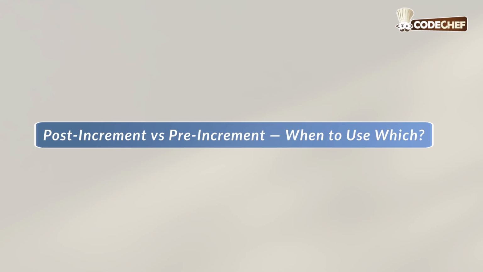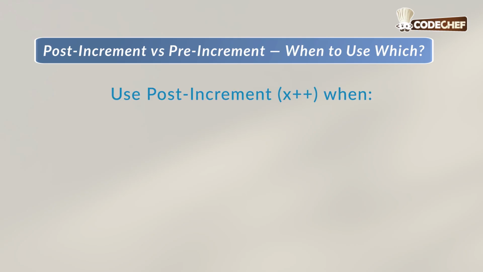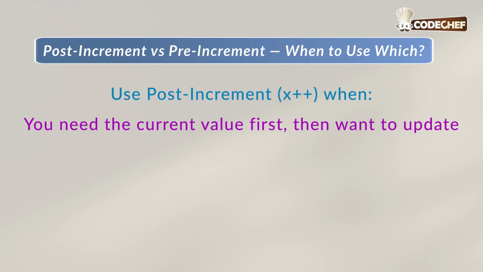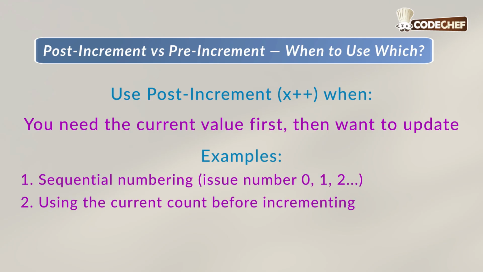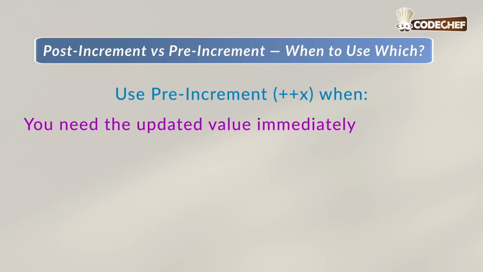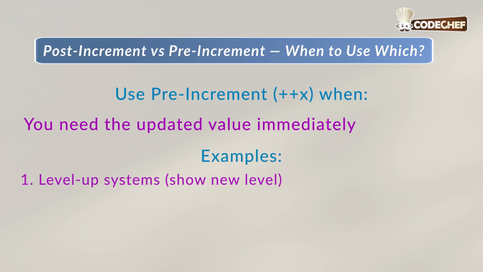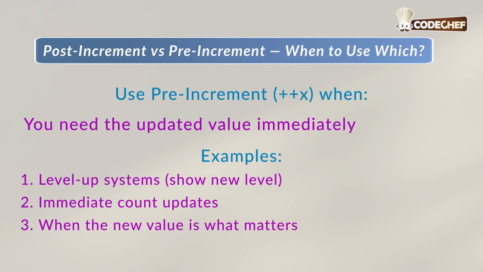Now you must be wondering, when should I use pre-increment and when should I use post-increment? Let me give you a simple guide. Use post-increment when you need the current value first, then want to update it later. For example, sequential numbering, using the current count before incrementing and displaying the values. Use pre-increment when you need the updated value immediately. For example, level up systems, immediate count updates, and when the new value is what matters.